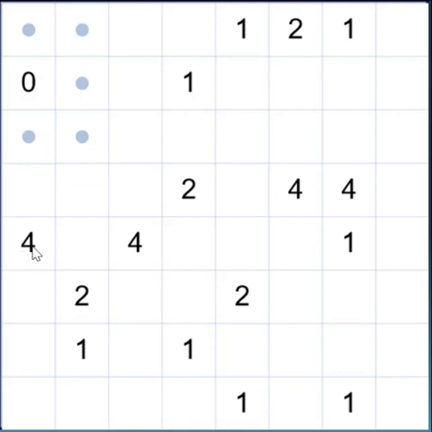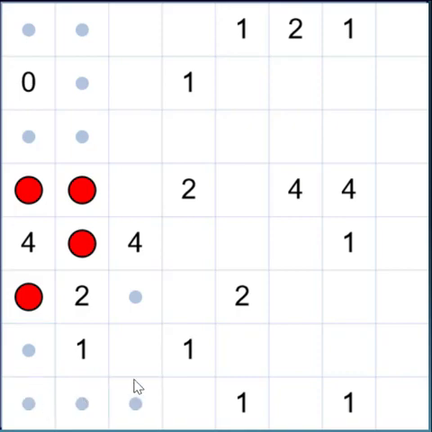Also, if we have a look at this 4 here, it only has 4 cells adjacent to it. So they must all be mines. Okay, and this number 2 here now has both of its mines adjacent, so that can't be a mine, and that can't be a mine. And this number 1 has got the mine adjacent, so that can't be a mine, that can't be a mine, that can't be a mine, or that one.